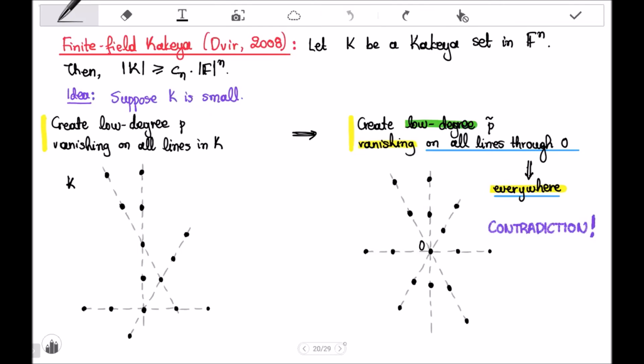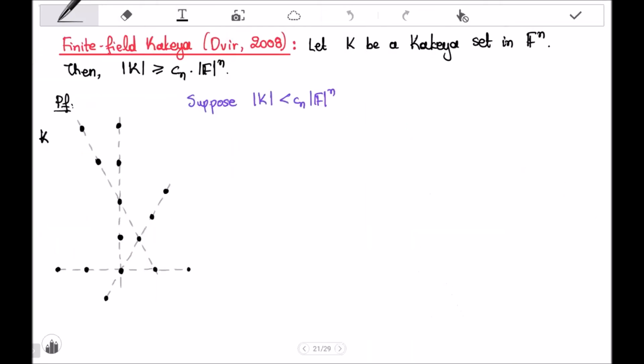And now let's just do the actual proof. So we suppose that the Kakeya set is smaller than a small proportion of the field, the ambient space, where this Cn is a small constant, think of it as tiny, that will be determined very soon.